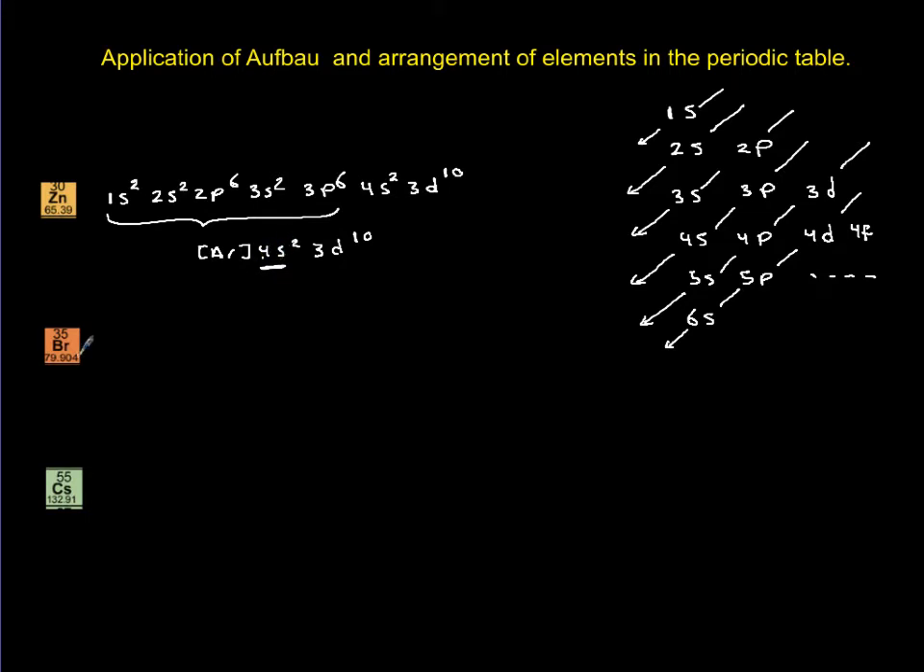Now let's look at bromine. Bromine has 35 electrons, so we continue with the diagonal rule, and we go 1s2, 2s2, 2p6, 3s2, 3p6, 4s2, 3d10. We have covered zinc. We need 5 more, which we put in 4p5.